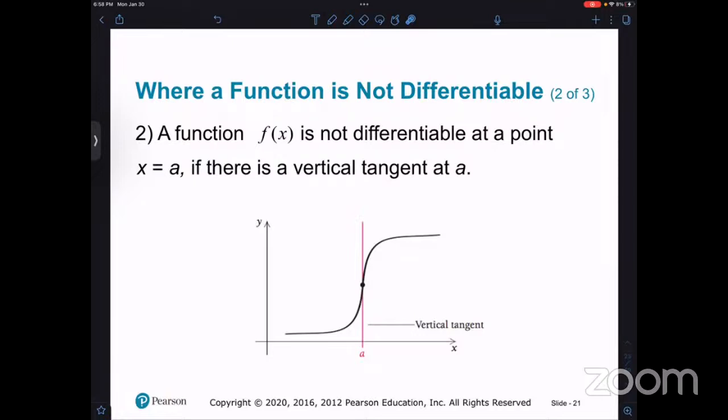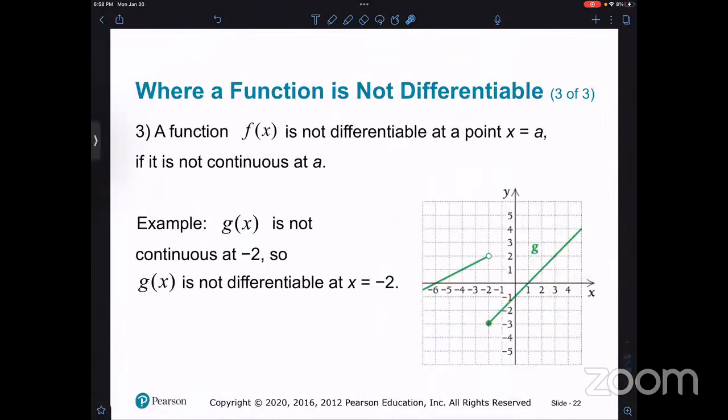All right, let me see. A function is not differentiable at a point if it's not continuous, right? So there's a hole or a gap in the function. So when x is -2, there's not a tangent line here at this guy. There's not a tangent line.